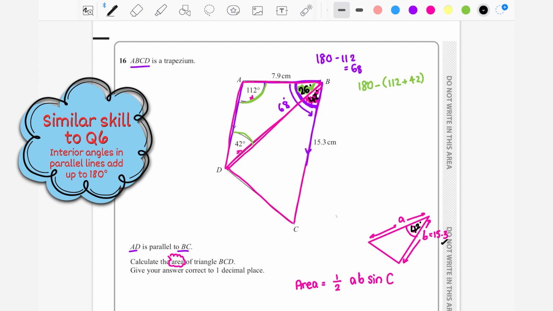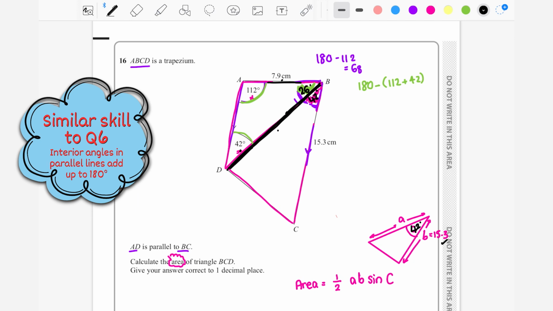So I've got b, C. Now I just need a. Okay, let's do a in black. So I need to know this side over here. So notice I've got a side and an opposite angle. I need this side and I've got the opposite angle. So that's a sine rule.